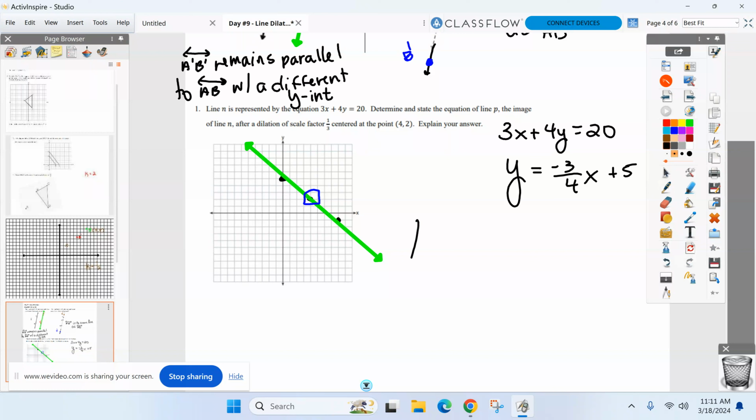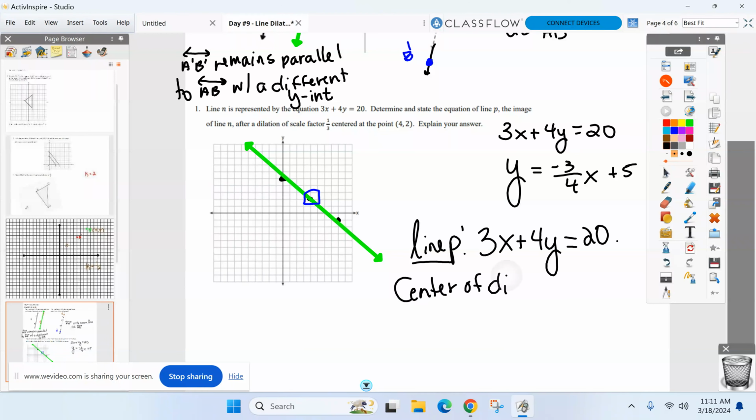So line P, the new line they're asking for, I don't care which version you give, the original or the y equals form, it's going to stay the same. And a little explain your answer. All right, center of dilation is on the line. On the original line, I should probably put that. Questions? All right, well, what if it's not on the line? All right, how do I produce this new equation if it's not on the line? Good question.